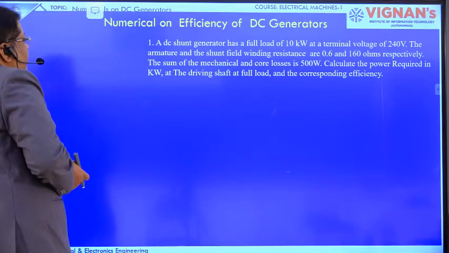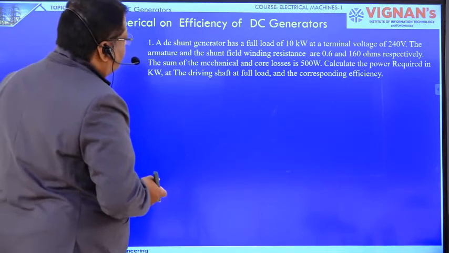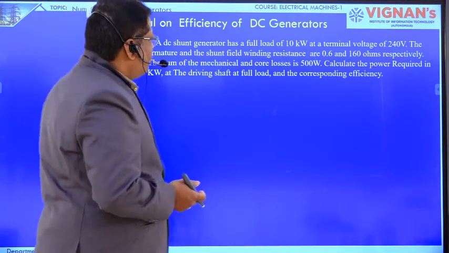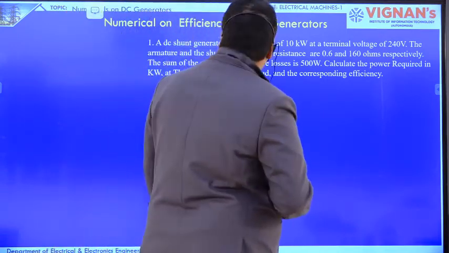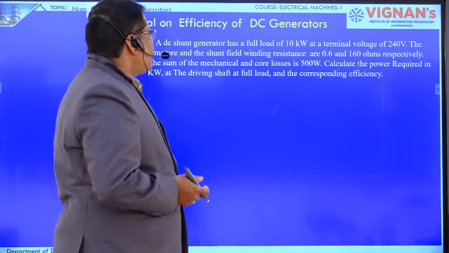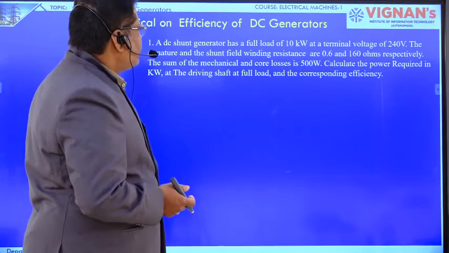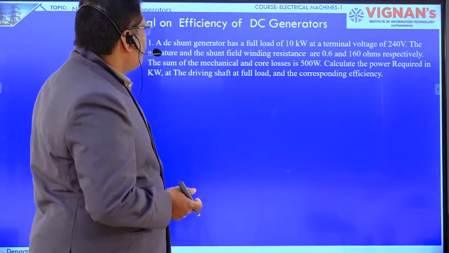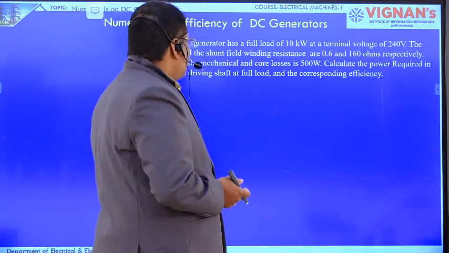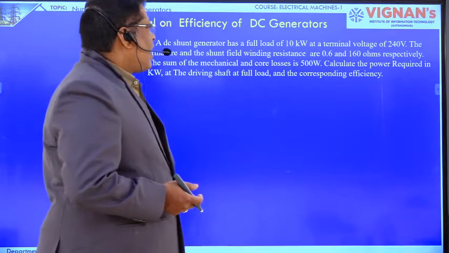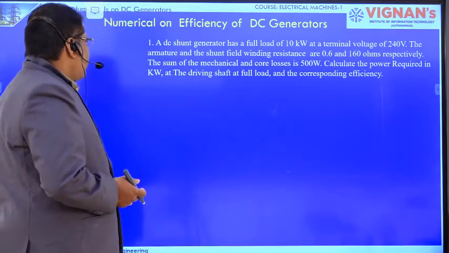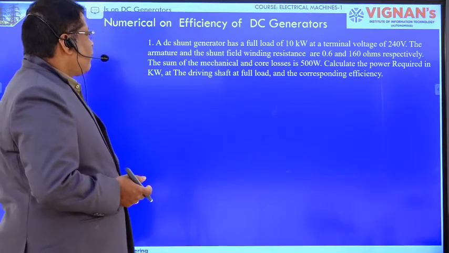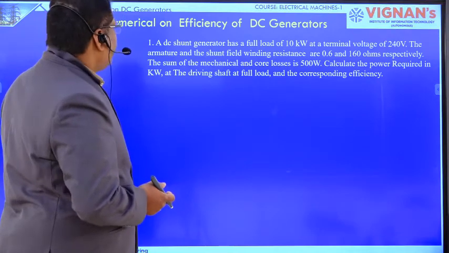A DC shunt generator has a full load of 10 kilowatt at a terminal voltage of 240 volts. The armature and shunt field resistances are 0.6 and 160 ohms respectively. The sum of the mechanical and core losses is given as 500 watts. Calculate the power required in kilowatt at the driving shaft at full load and the corresponding efficiency.